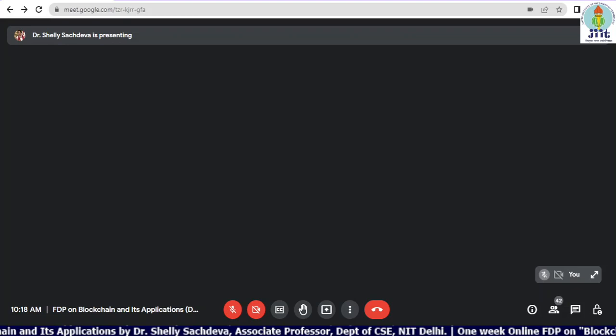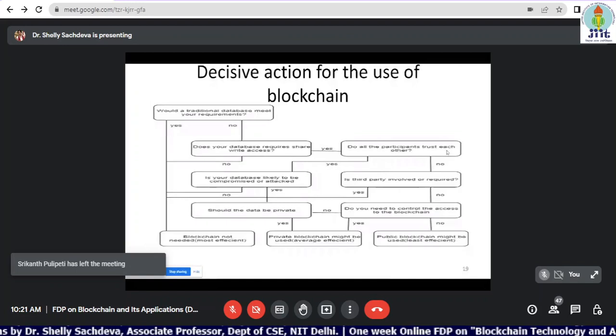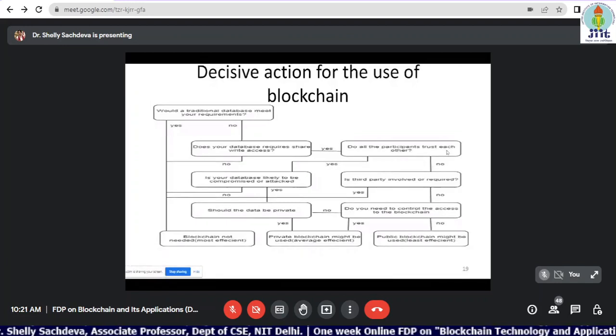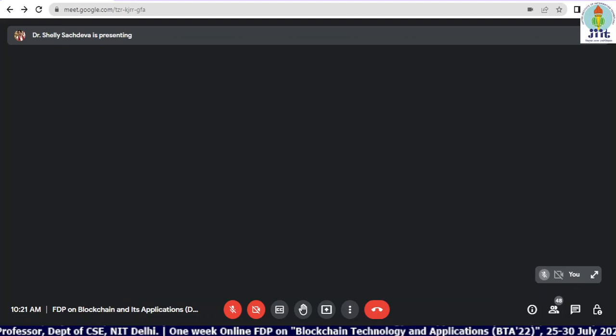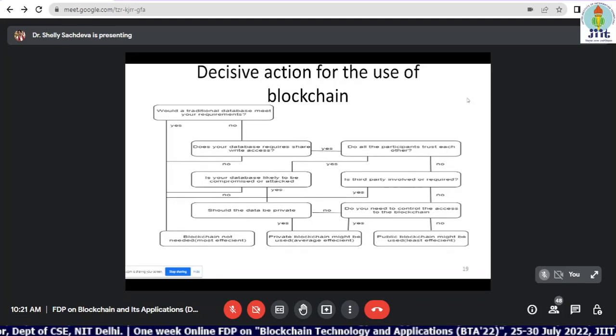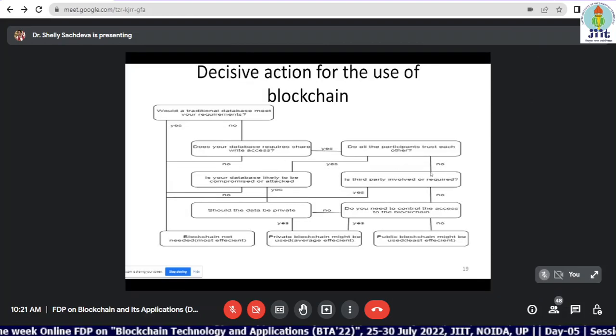If the answer is yes, then do all the participants trust each other? For example, if I'm doing a banking transaction, it means that I'm trusting the bank. That is why I'm doing a transaction on a bank, right? So I give the authority to the bank. This is what I would like to do as a transaction. So do all the participants trust each other? If the answer is yes, then we have a separate block. And if the answer is no, then we should move on to this particular side.